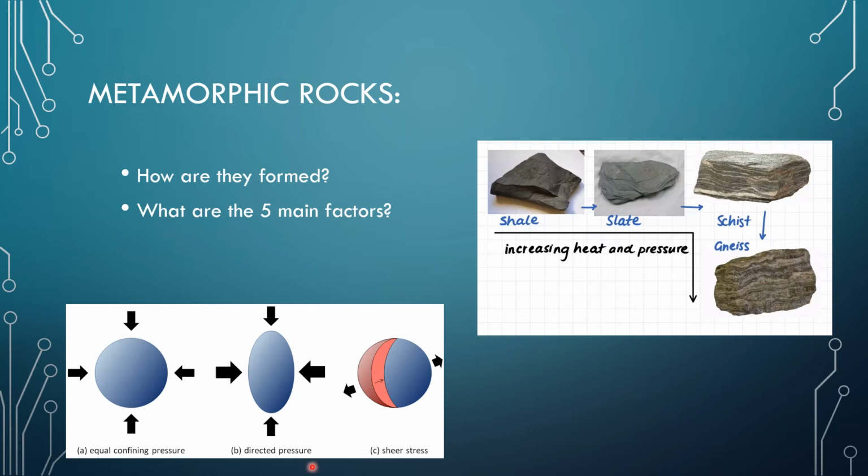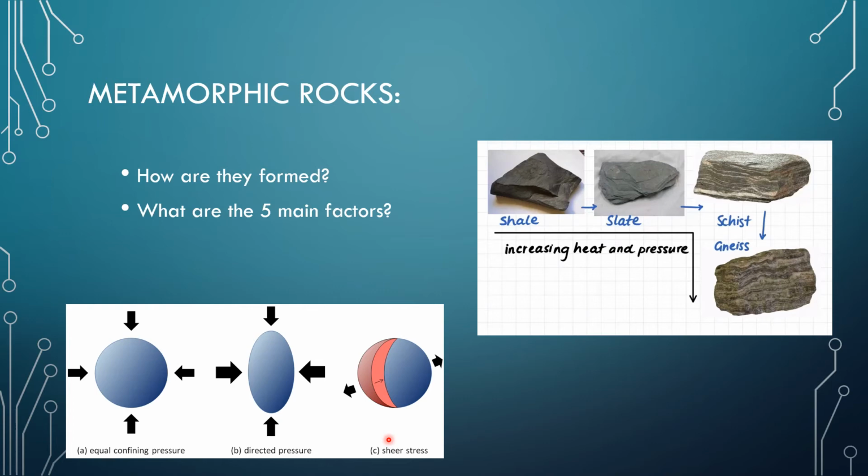In the diagram here, we can see the different amounts of pressure that the minerals would be going under. This is equal confining pressure, directed pressure, and shear stress is going to make the rock have a foliated texture, which is very important, and we will get into that later.